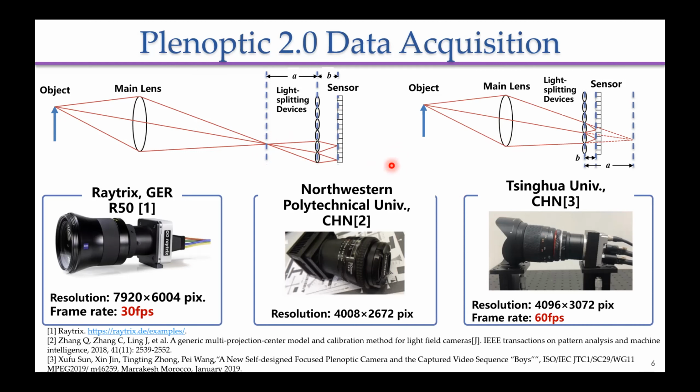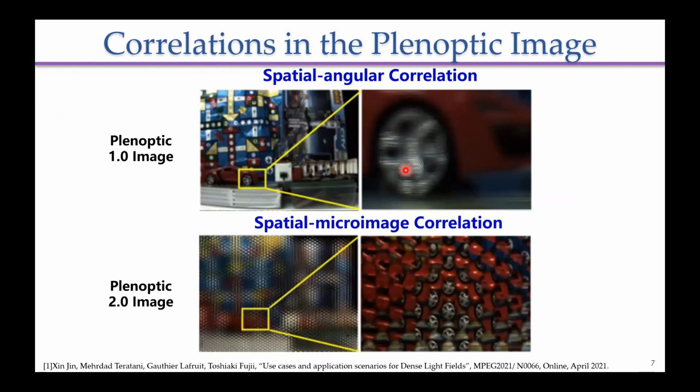Because of these two different architectures, you can find that the intensity distribution in the image itself is quite different. If we capture the same scene using the plenoptic 1.0 camera and the plenoptic 2.0 camera, you will see the two images are quite different.